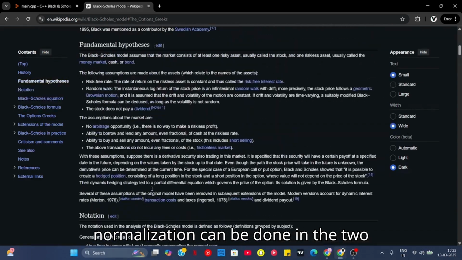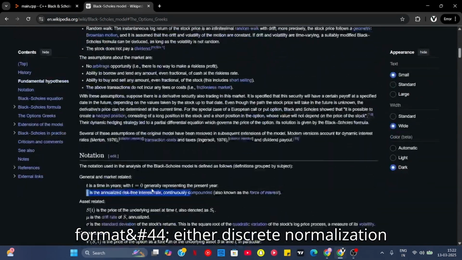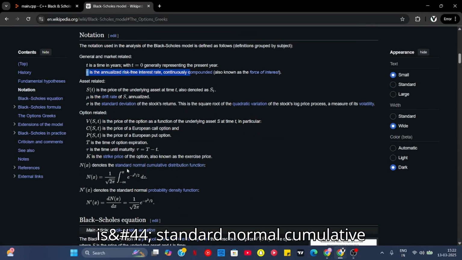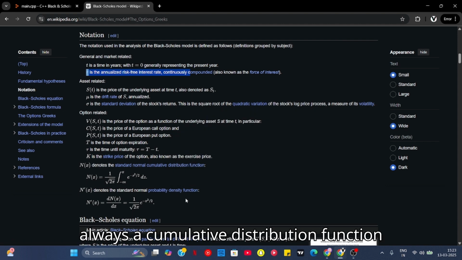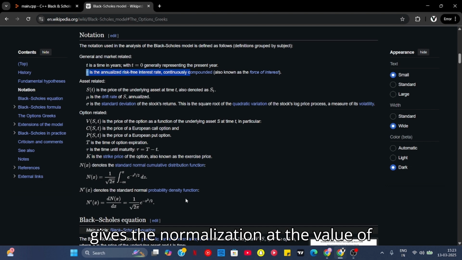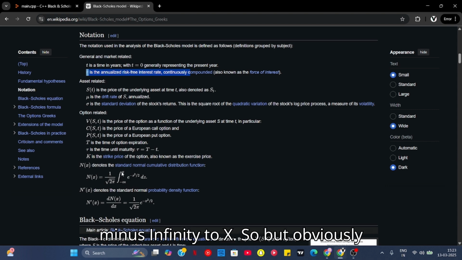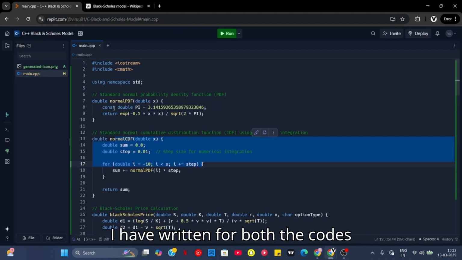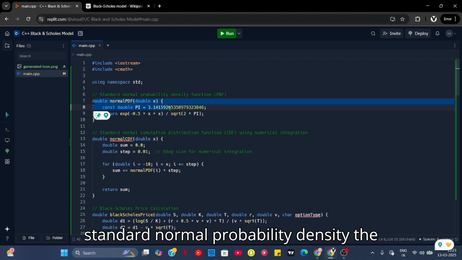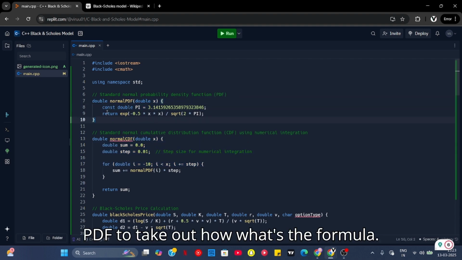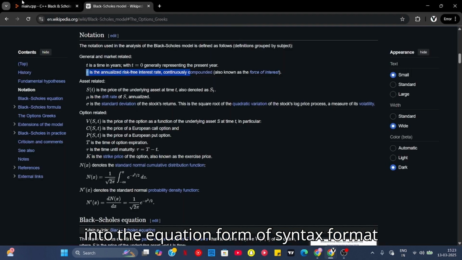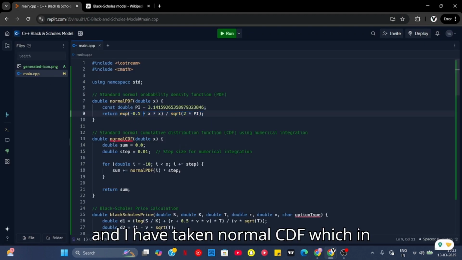This normalization can be done in two forms, either a probability density function or a cumulative distribution function. It's better to always use the cumulative distribution function because the probability density function only gives the value at x, whereas the cumulative distribution function gives the value from minus infinity to x. But I wrote both codes. The standard normal probability density, the PDF, I converted the formula into equation or syntax form.